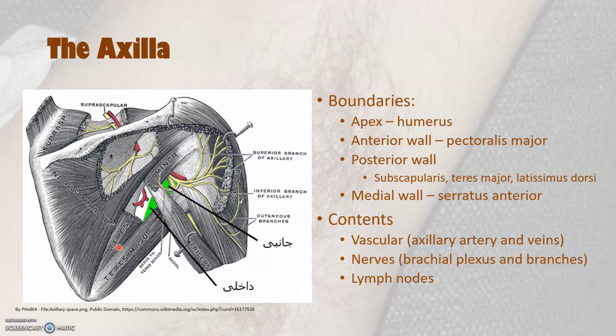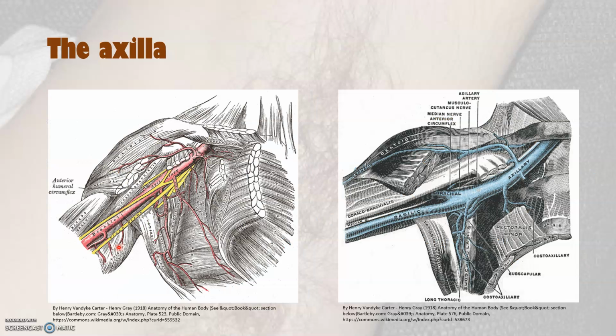There are some important neurovascular structures that pass through the axilla, including the axillary artery and vein, and the brachial plexus and its branches. And of course, there are some important lymph nodes which drain the upper limb, the anterior chest wall, the upper back, and most importantly, the breast. So let's look at these structures in a bit more detail.